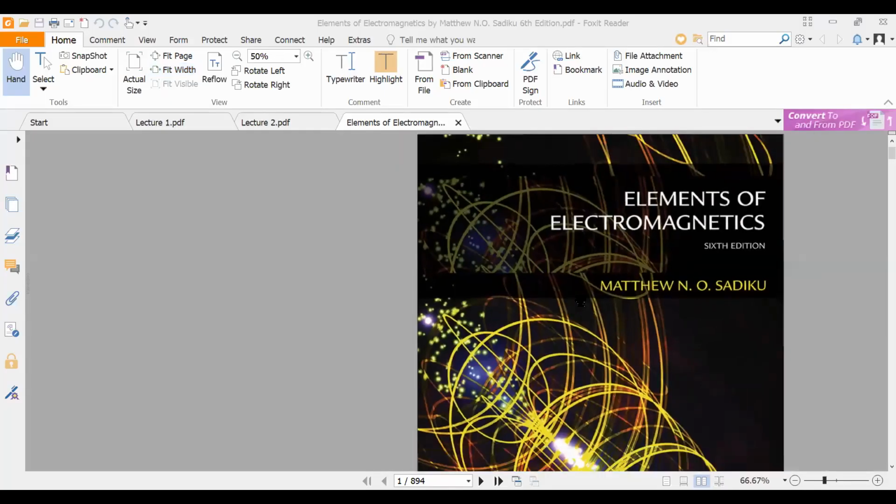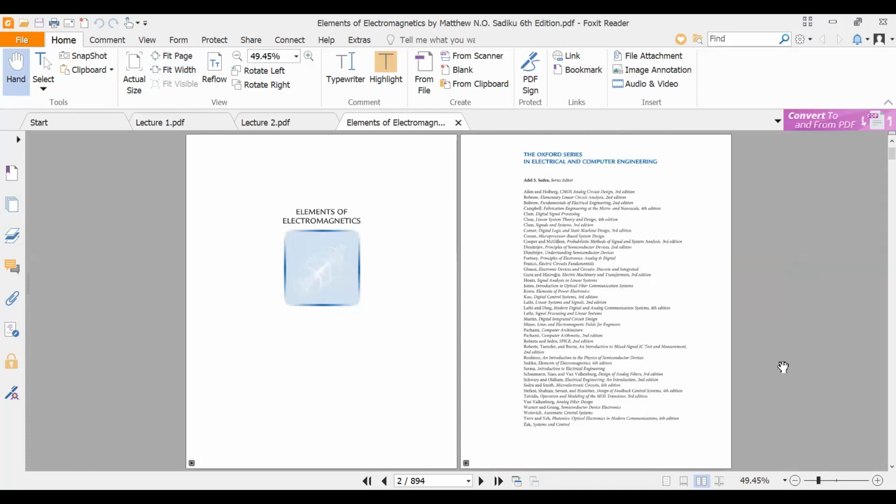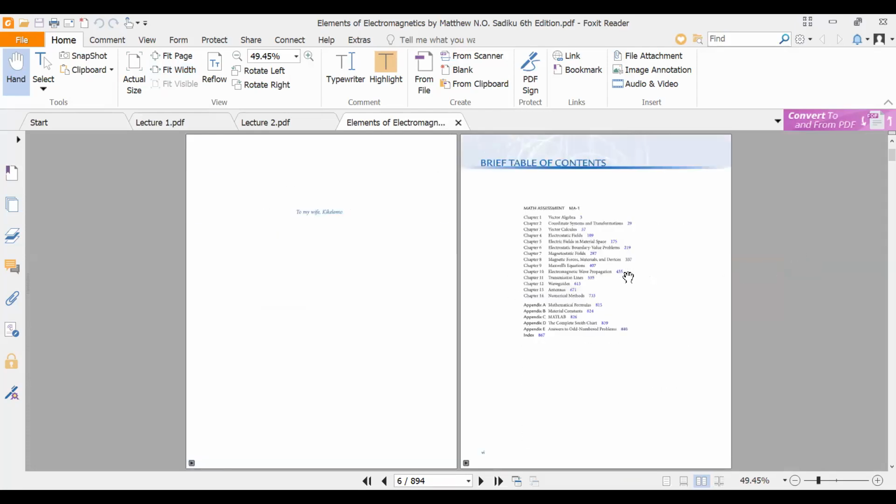First, let me just show you the textbook. Just a second. Okay. So this is our textbook, Elements of Electromagnetics by Sadiku. This is the 6th edition. We are going to follow the international edition. So the international edition is more or less the same as this edition.